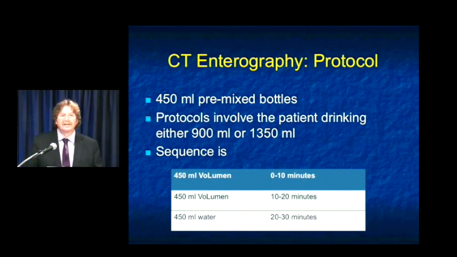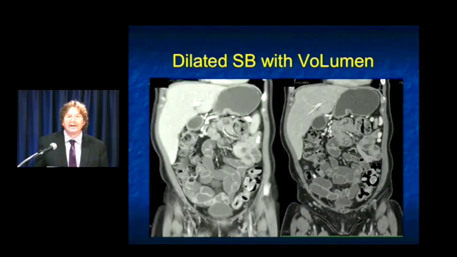The way it works is it's 450 ml pre-mixed bottles. Depending on the protocol and the site, you either use 2 or 3 bottles given every 10 minutes, followed by water. What volumen does is, in a sense, gives the patient diarrhea because it brings fluid into the bowel.